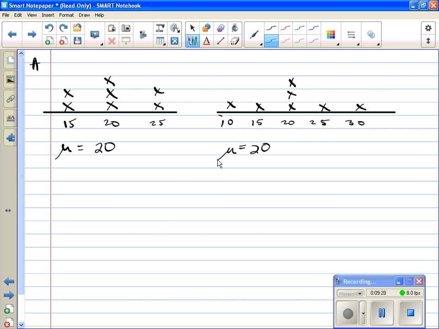Now, are these the same court? No. Depending on your style, I would probably rather go to court A because it's more consistent, right? It's less spread out. Court B is more spread out. What we're saying about standard deviation is that the standard deviation of court A is going to be less than the standard deviation at court B. The bigger your standard deviation, the more spread out you are.